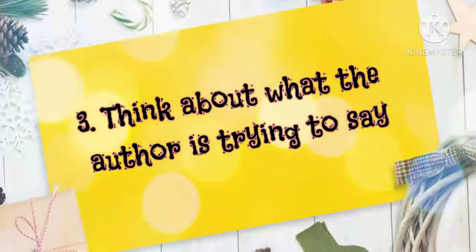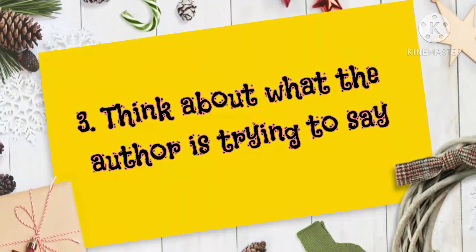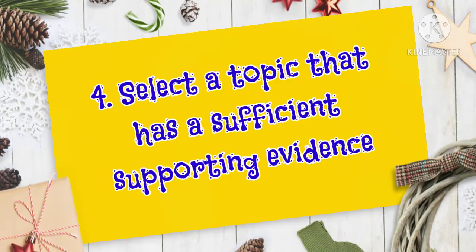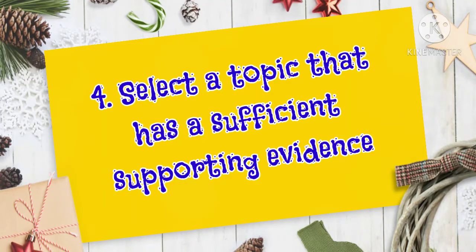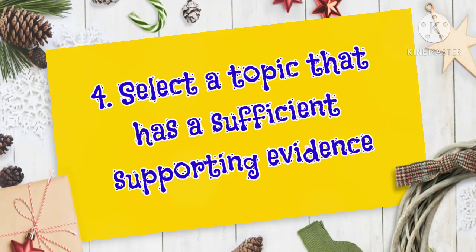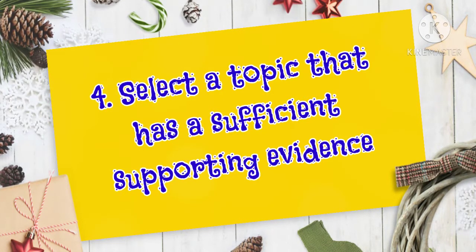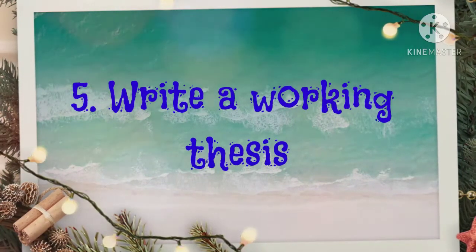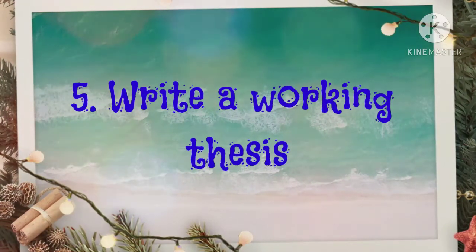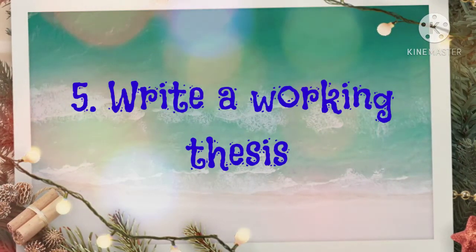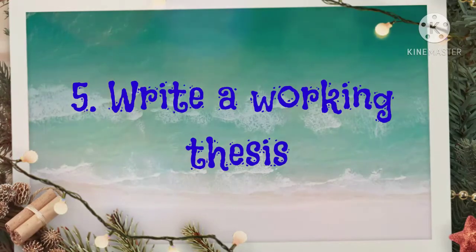Third, think about what the author is trying to say. Fourth, select a topic that has sufficient supporting evidence. A writer should make sure to include specific details to support the topic. Fifth, write a working thesis. The thesis should state a writer's opinion, but it should also allow readers to arrive at their own conclusions.